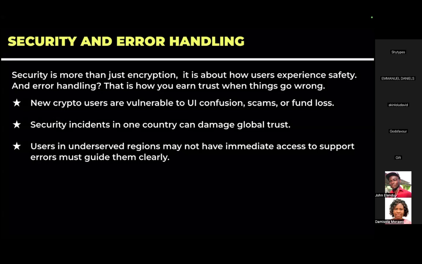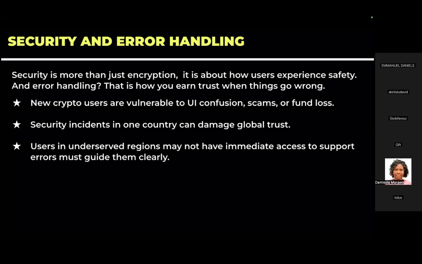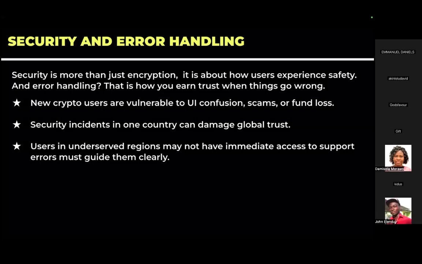And then we've seen security incidents. We've seen different things happen, maybe in one country, and it can just damage global trust. And then people might not have access to support errors. So you have to give them that support, maybe a customer support team, or maybe just a simple error message that is so clear that they just know, okay, I entered an invalid address. Let me go back. Let me check that address. Let me go back to the recipient. Simple things like that just make it easier for them.